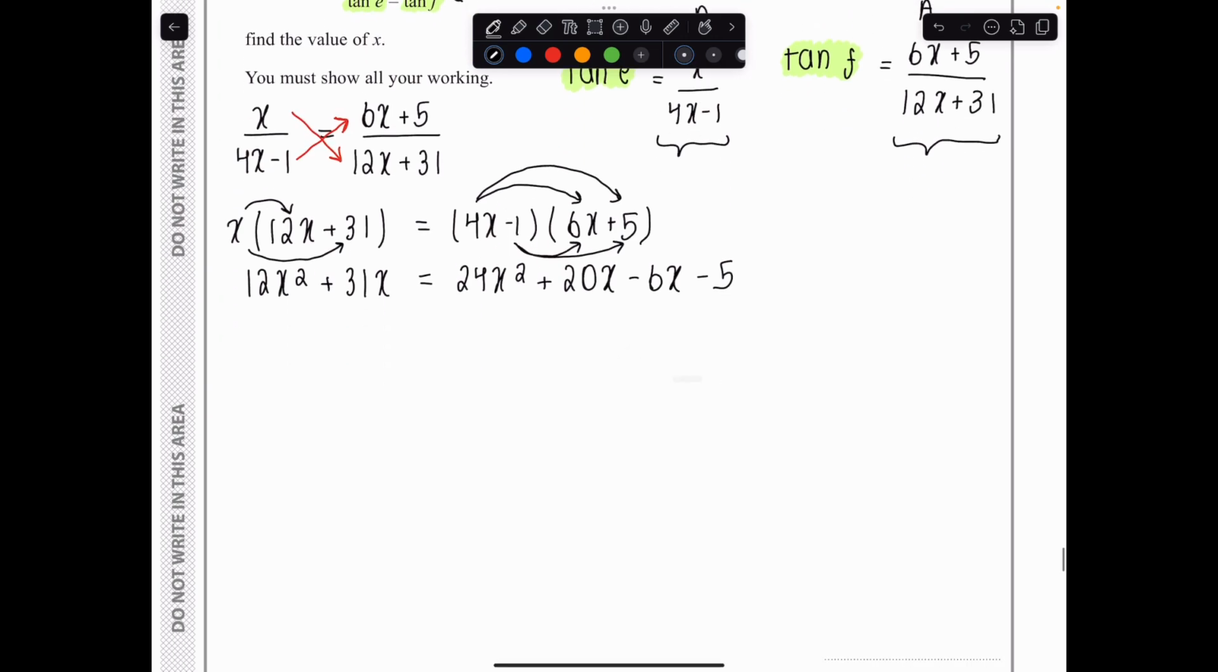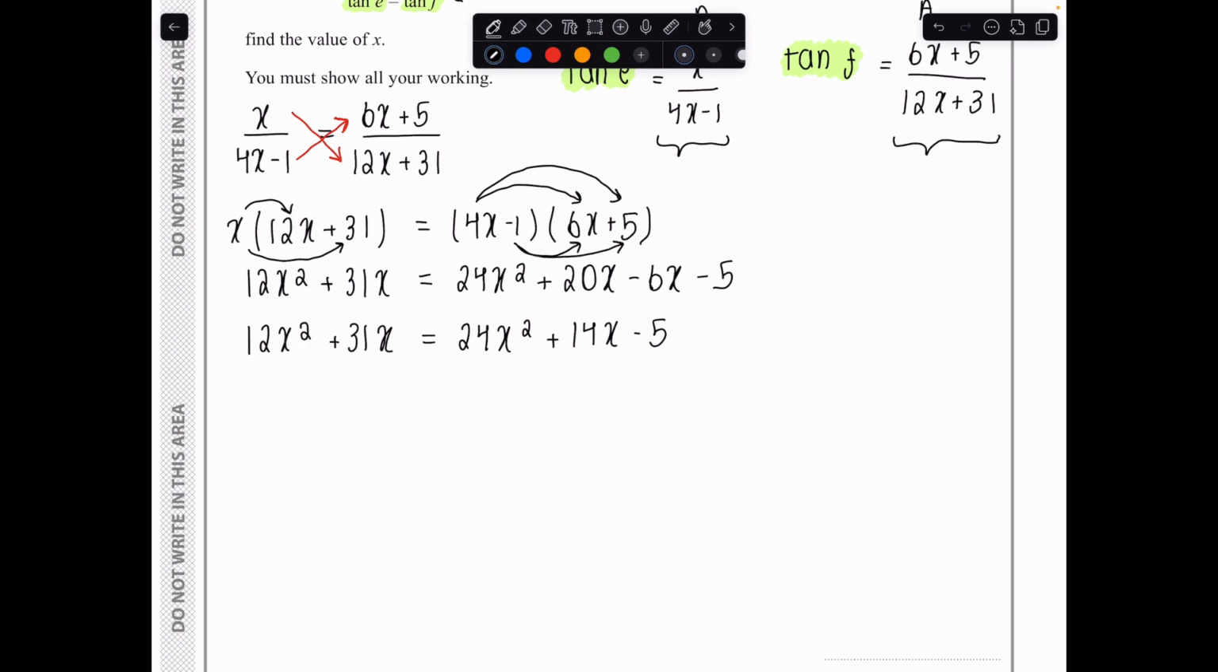Now here, on the left-hand side, we've got an x squared term and an x term. So we can't simplify that yet. But on the right-hand side, we've got positive 20x and negative 6x. So we can simplify that. So let's go ahead and do that. So we have our 24x squared. But now, if we have positive 20x take away 6x, that's the same as positive 14x. And then we have our negative 5. The left-hand side stays the same. So we have 12x squared plus 31x.